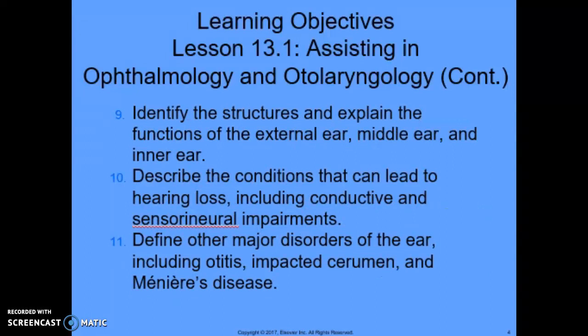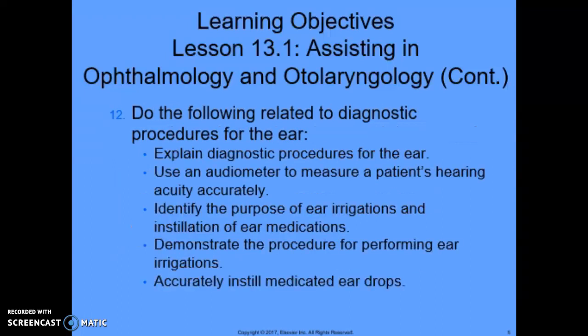Identify the structures and explain the functions of the external ear, middle ear, and inner ear. Describe the conditions that can lead to hearing loss, including conductive and sensorineural impairments. Define other major disorders of the ear, including otitis, impacted cerumen, and Meniere's disease. Do the following related to diagnostic procedures for the ear. Explain diagnostic procedures for the ear.